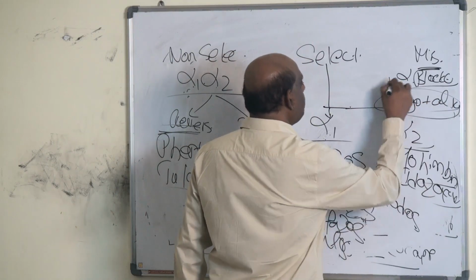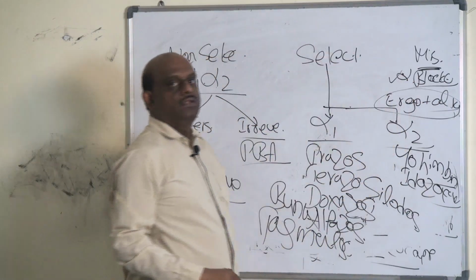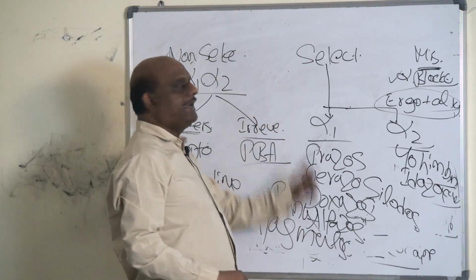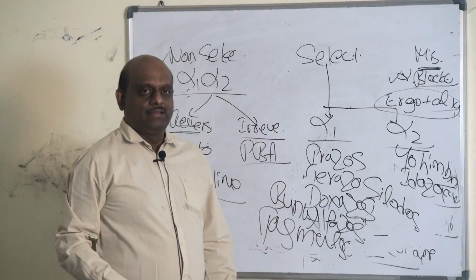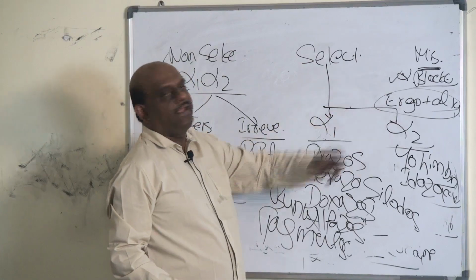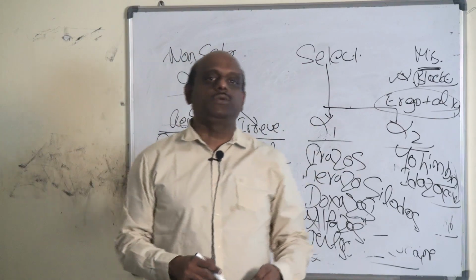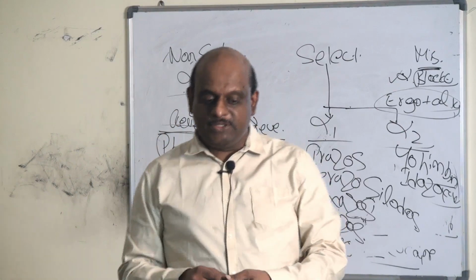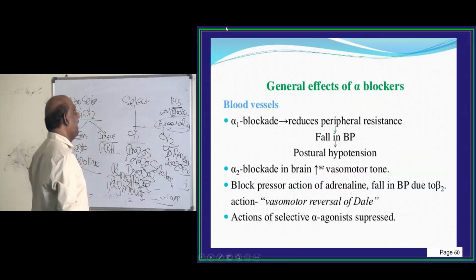Ergot alkaloids are miscellaneous, we can't call them selective or non-selective. That kind of category is ergot alkaloids, which ultimately act by alpha blockade, is what you need to remember.